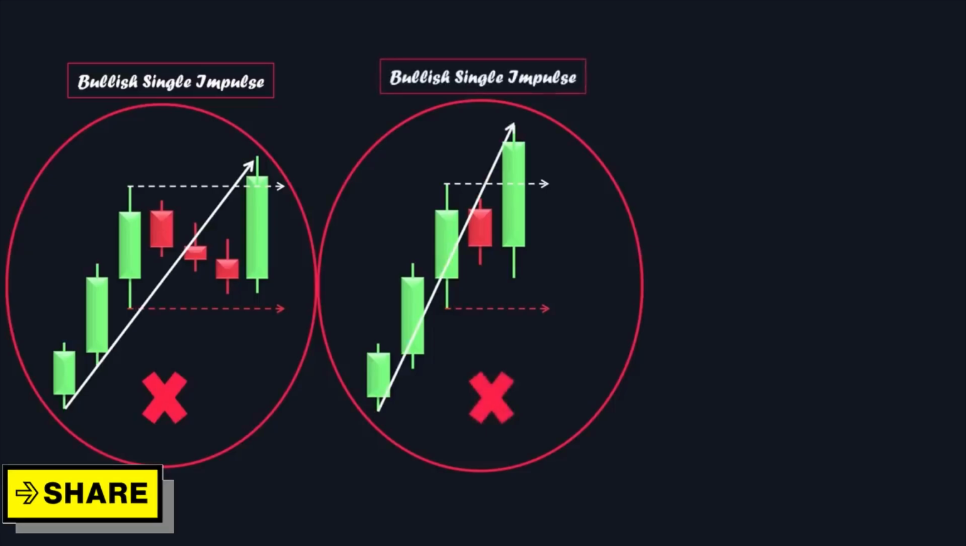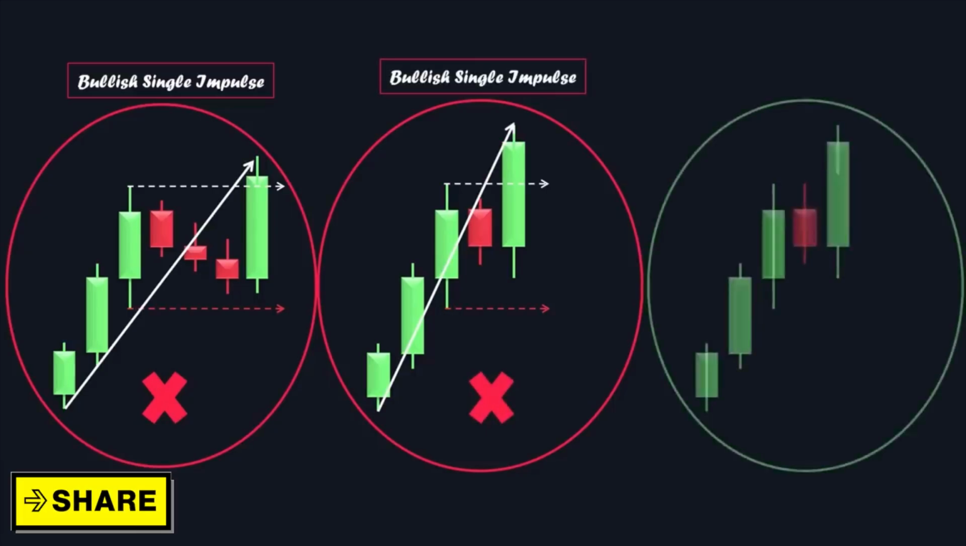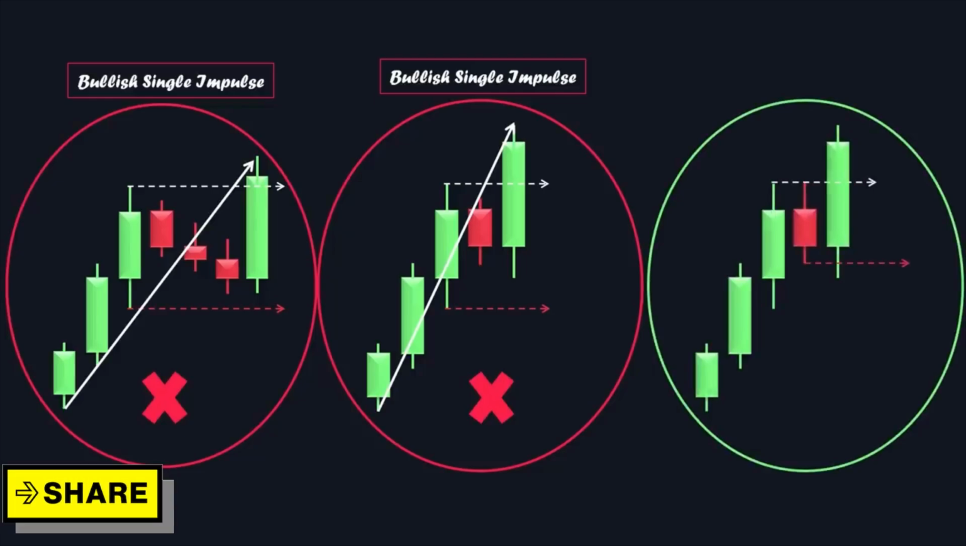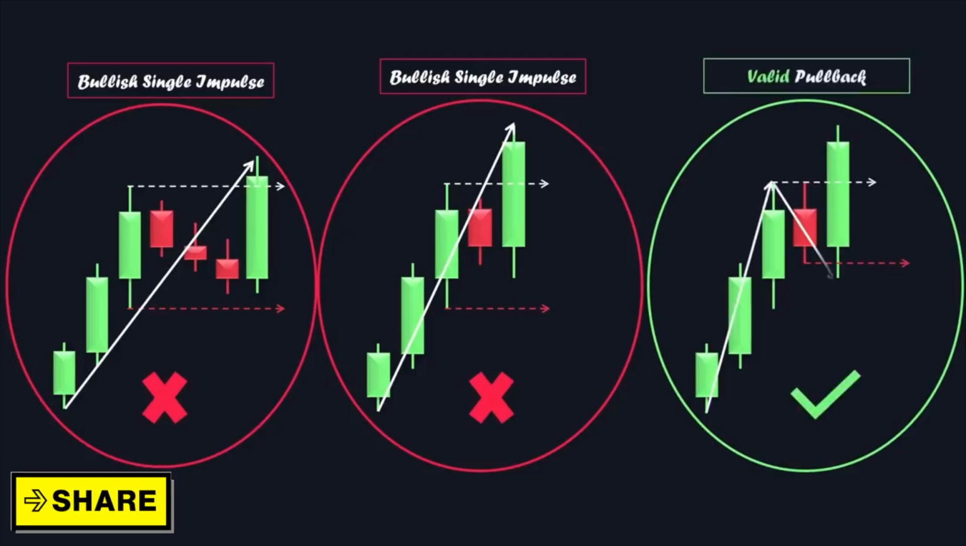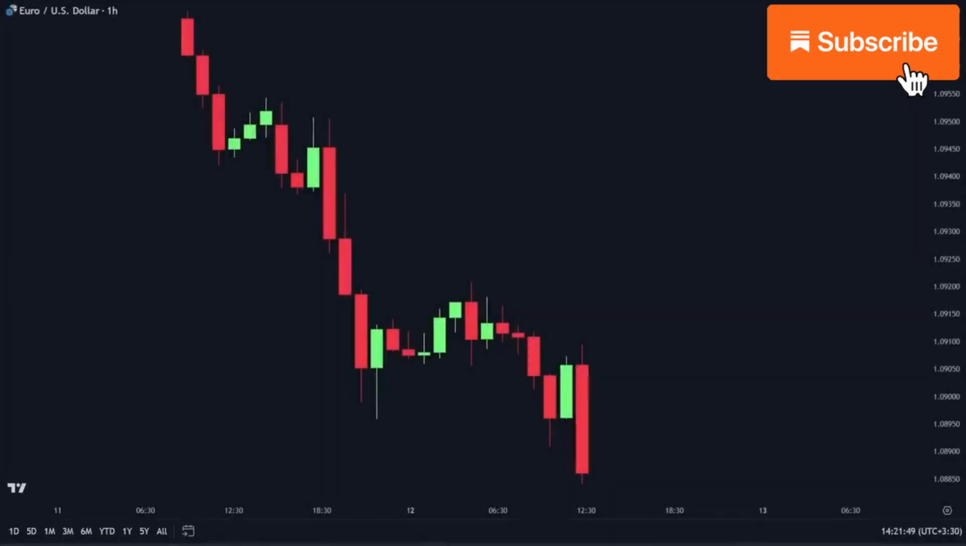On the contrary, if the bearish candle forms an equal high with the previous bullish candle, and the subsequent candle breaks and sweeps below the low of the bearish candle, it qualifies as a valid pullback. So here we have a bullish impulsive wave, followed by a correction, and then another bullish continuation wave. These concepts are applicable to bearish markets as well.